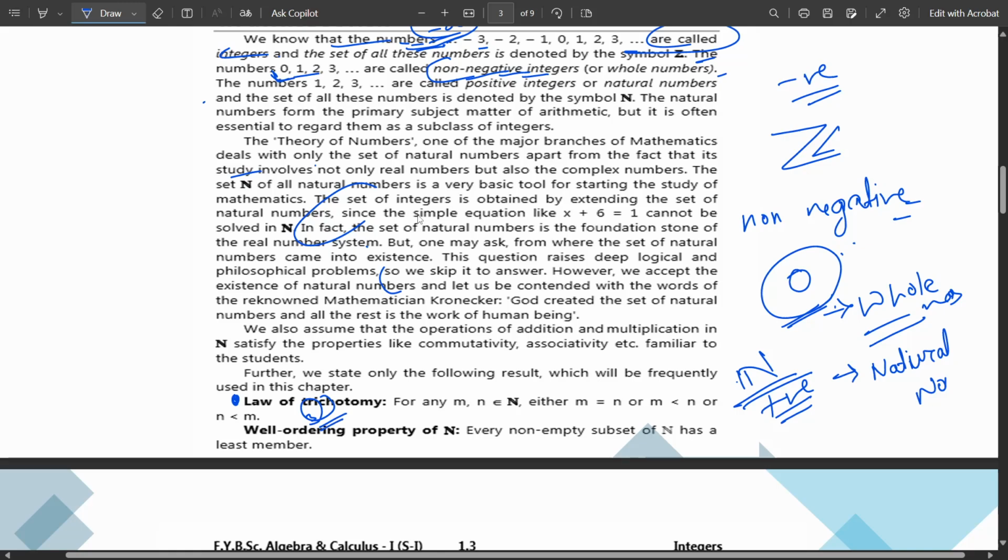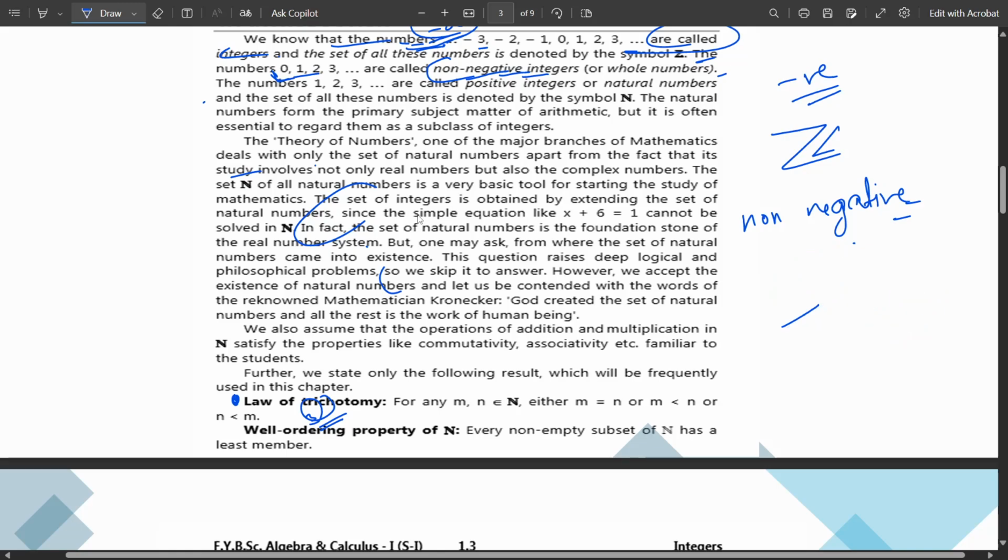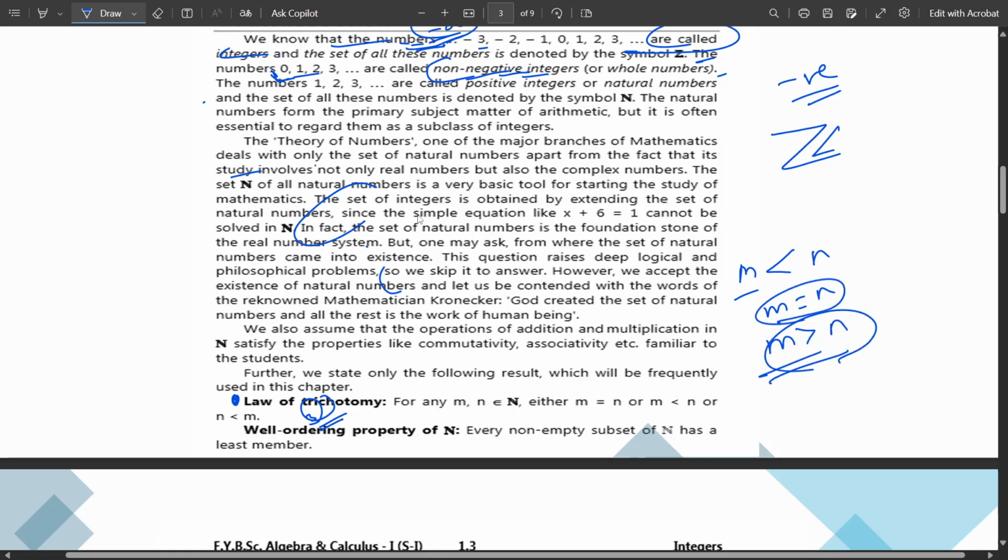So there are three conditions which can be possible between two numbers. If you are given two numbers, then among those two numbers there could be three major possibilities. If you have one number as m and another as n, then either m can be less than n, or m can be equal to n, or m can be greater than n. These are the three possibilities. Now this m and n both belong to the natural number set.